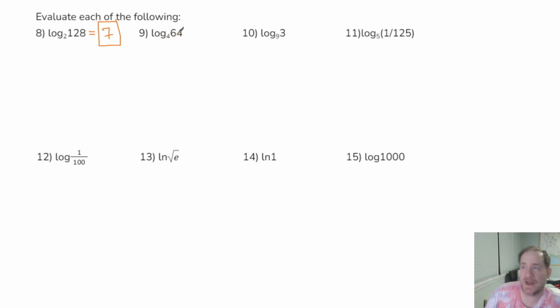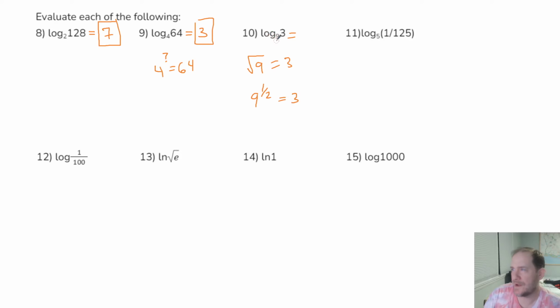Because for something like 9, this one should be obvious. This log is saying, what power should you raise 4 to get 64? And I should cube it, so the answer is 3. Okay. Over here, it's a little trickier. The relationship here is that the square root of 9 is what would give 3. And square roots are powers of 1/2, right? So if this log is looking for the power of 9 that gives 3, that power would be 1/2, so that we take the square root of 9 and get our 3. Another tricky one.